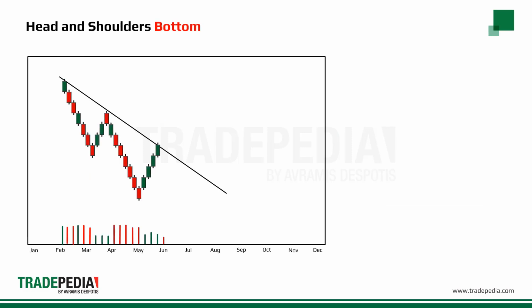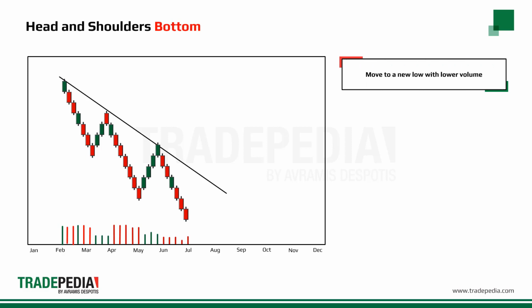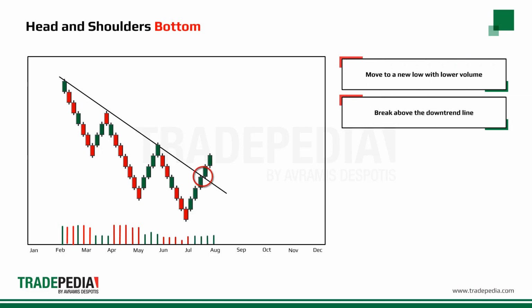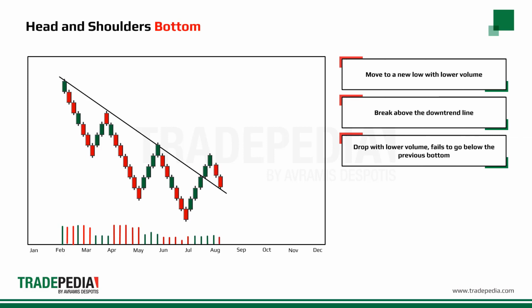For head and shoulders bottom, it is just the opposite. A rally to a new low accompanied by lower volume levels, and a break above the downtrend line. Then a dip on lower volume levels fails to go below the previous bottom. At this point, we can identify the neckline by drawing a straight line connecting the two previous tops.